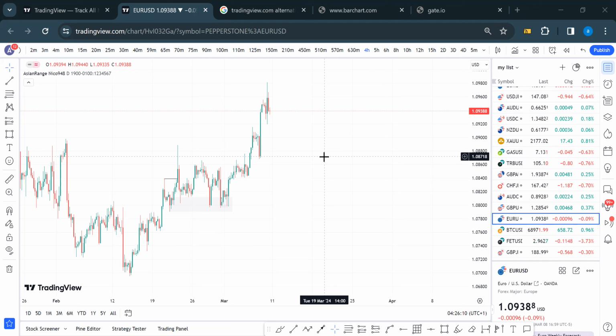Okay. So before you can use this, you need to refresh your knowledge on change of character, on break of structure, on demand and supply. Okay, we'll not be using much of liquidity here. Liquidity is just going to be an added advantage for us. All right, so let's go into it.